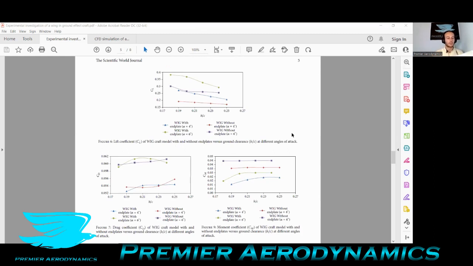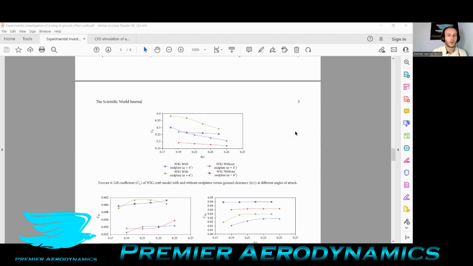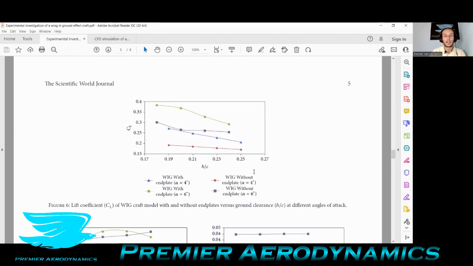As expected, the lift coefficient of the Werq craft model with end plates was higher than the lift coefficient of the Werq craft model without end plates. From the previous figure, it is clear for high angles of attack and lower ground clearance end plates significantly enhance lift coefficient. So what they're saying is that the end plates work very well. But even if you just look at this figure without worrying about the difference between the end plates and no end plates, no matter which configuration you look at, as you go closer to the ground, this lift coefficient increases. So that's pretty cool, no matter what configuration you have.